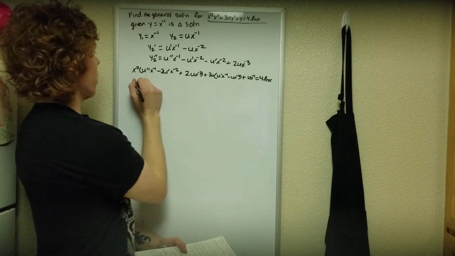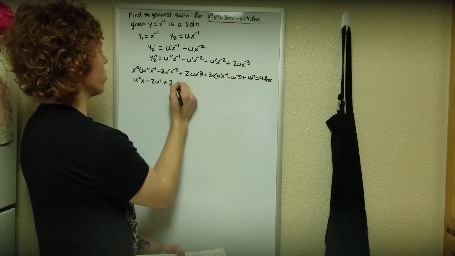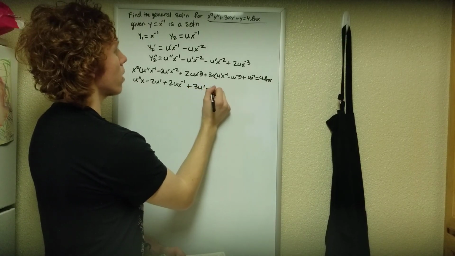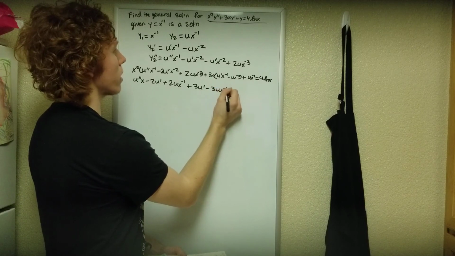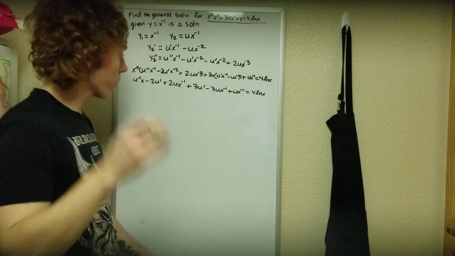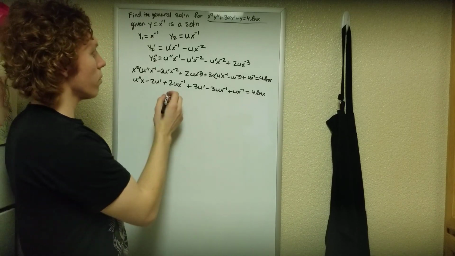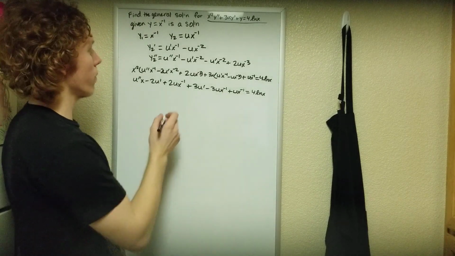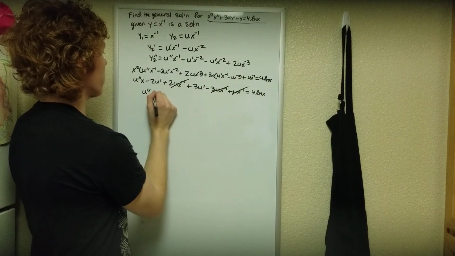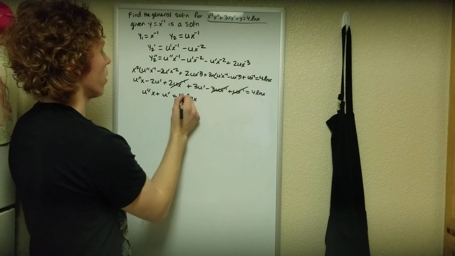We distribute on the left side: u double prime x minus 2u prime plus 2u x to the negative 1 plus 3u prime minus 3u x to the negative 1 plus u x to the negative 1 equals 4 natural log of x. Alright, now with these values of u x to the negative 1, if we combine like terms, we end up with 0 values of u x to the negative 1. So those cancel. And if we combine the like terms, we end up with u double prime x plus u prime equals 4 natural log of x.